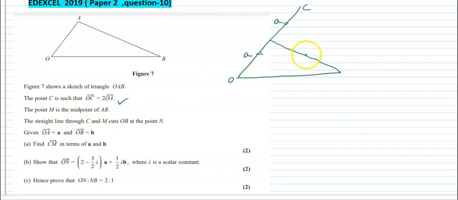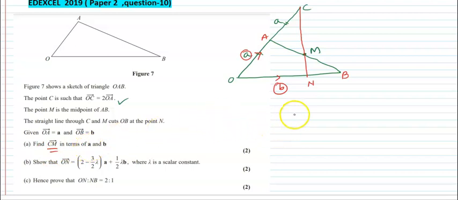M is the midpoint of AB, so suppose here M is the midpoint of AB. The straight line through C and M, so we need to consider a straight line between C and M. Let's join them, C to M, this straight line, which cuts at this point N. So this is point B and this is point A. Here it is also given OA is A, and OB is B, and we need to find CM in terms of A and B.